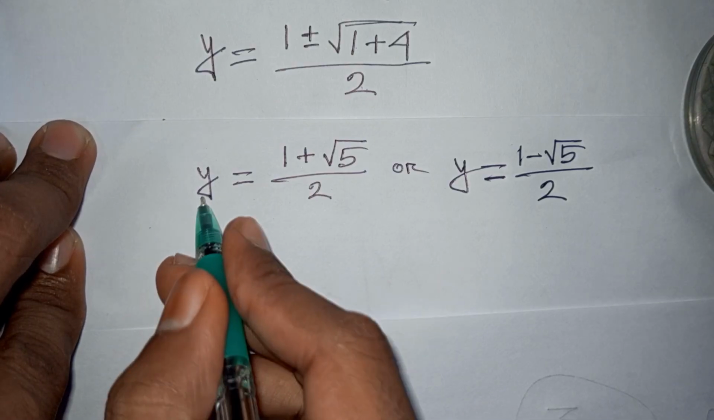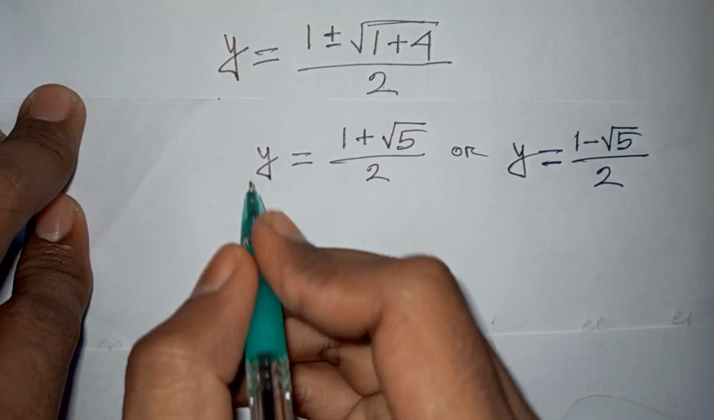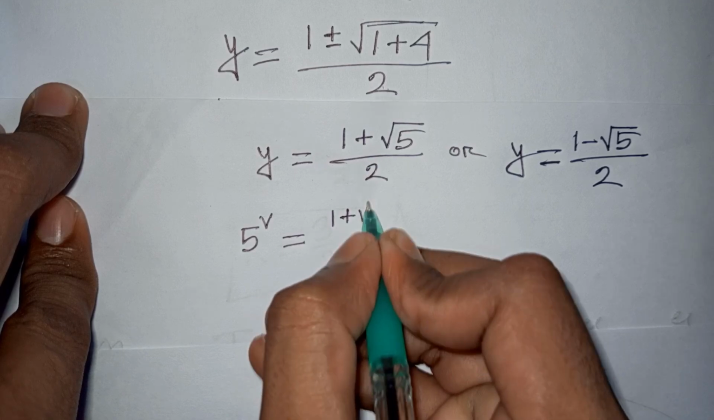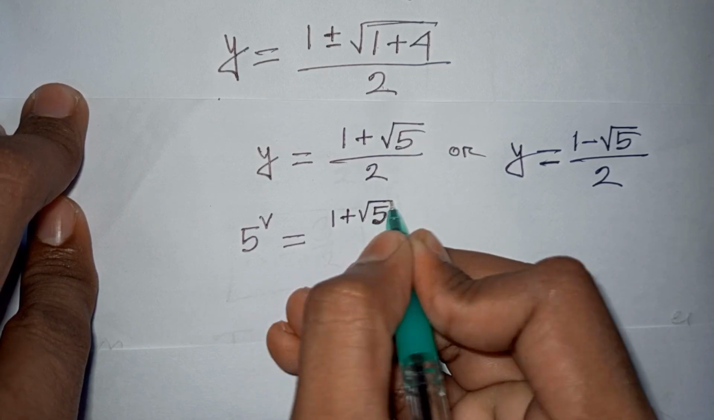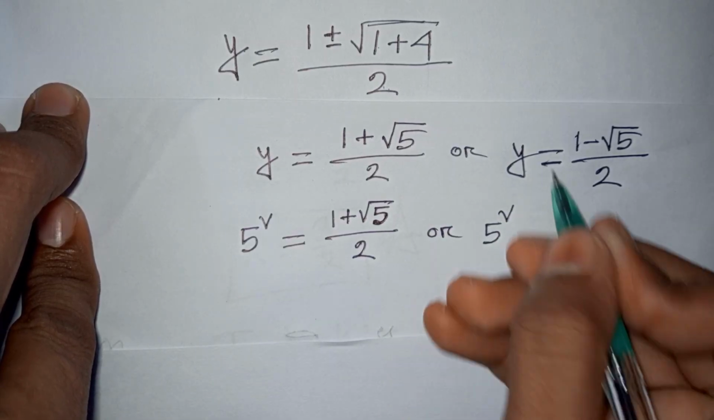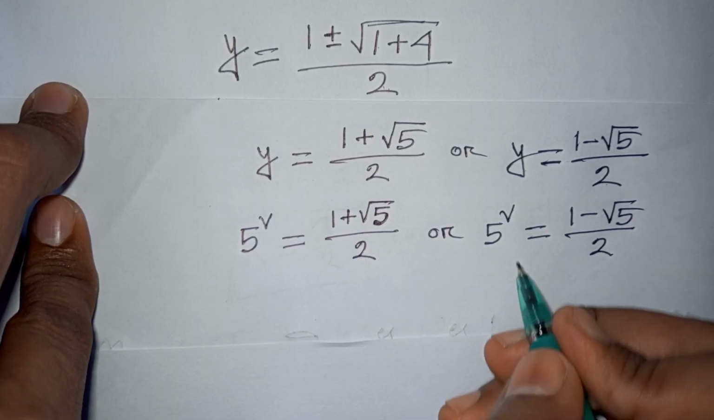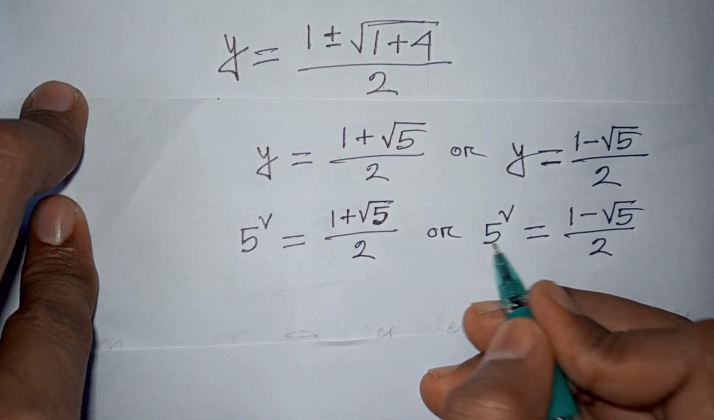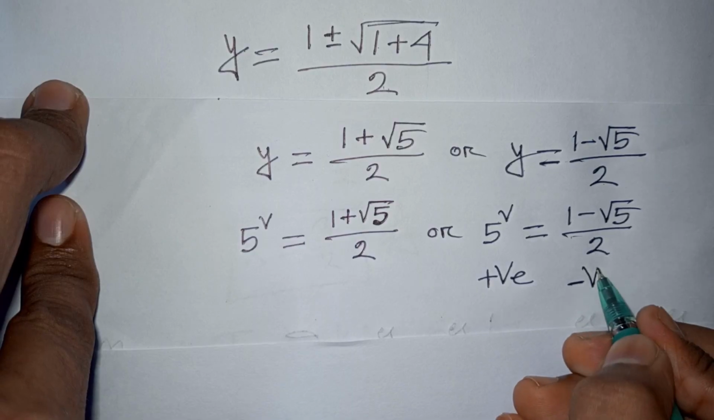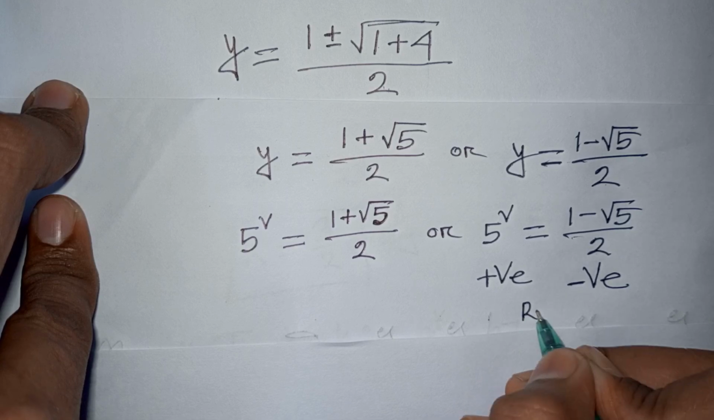Now remember that y means 5 power v. So y, that means 5 power v, is equal to 1 plus square root of 5 over 2, or y, that means 5 power v, is equal to 1 minus square root of 5 divided by 2. Now this power v, imagine any number: 5 power any number is always positive, but 1 minus square root of 5 divided by 2 must be negative. So positive cannot be equal to negative, so this is rejected.